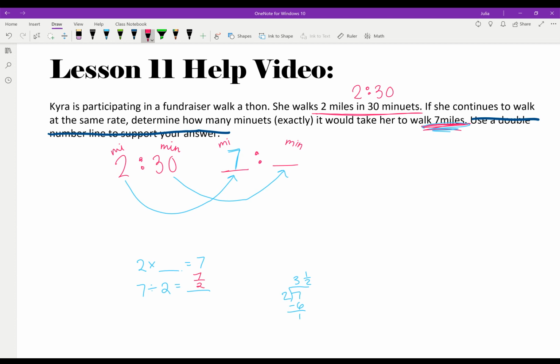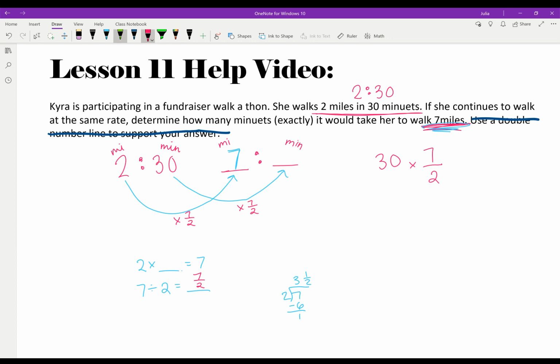So if I take my 2, I have to multiply it by 7/2 for me to get to my 7. So that means that if I multiply it by my 2, I also have to multiply it by my 30 to get my unknown number, my number that I'm looking for. So let's go ahead and do this 30 times 7/2 over here on the side.